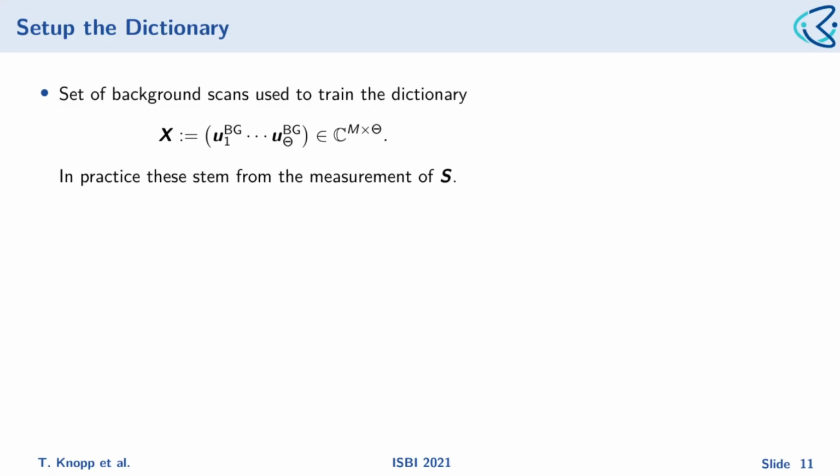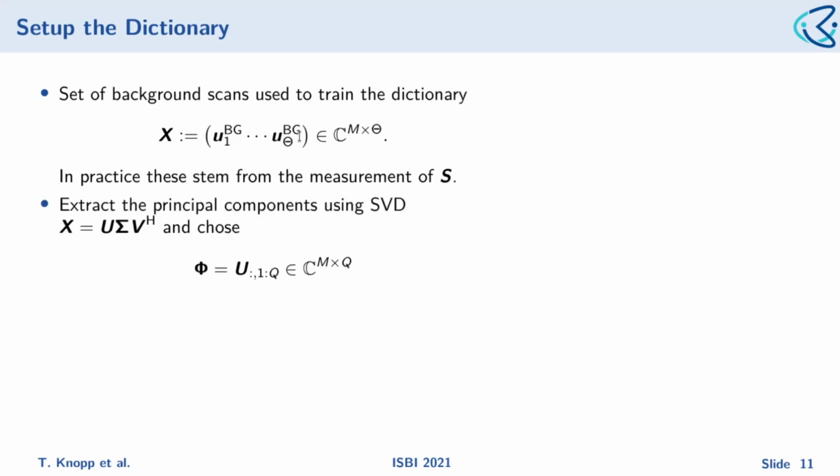Next, we discuss how to determine the background dictionary phi and the weighting matrix W. To this end, we use a set of background measurements U1 until U theta that are commonly measured when calibrating the system matrix S in MPI. Thus, in practice, this data is already available for most MPI systems.